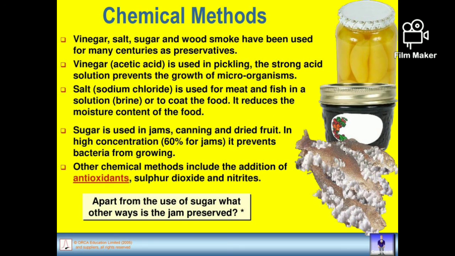Sugar is used in jams, canning, and dried fruit in high concentration. It prevents bacteria from growing. Other chemical methods include the addition of antioxidants, sulfur dioxide, and nitrates.